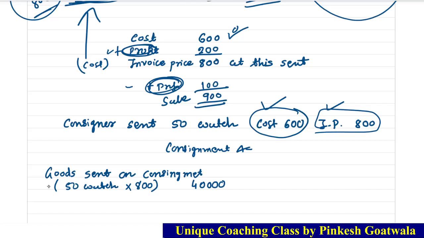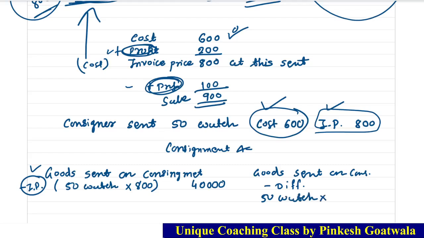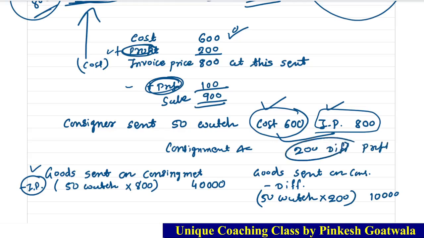We have to show the invoice price here. Goods sent is on the debit side, so on the opposite side we again give the same entry, goods sent on consignment, and here we write its difference amount. The difference we show is for 50 watches, and the difference is 600 to 800, so 200. So here 10,000. So indirectly we give the effect of cost. The profit added, instead of 600, shows 800, and the difference we show here.